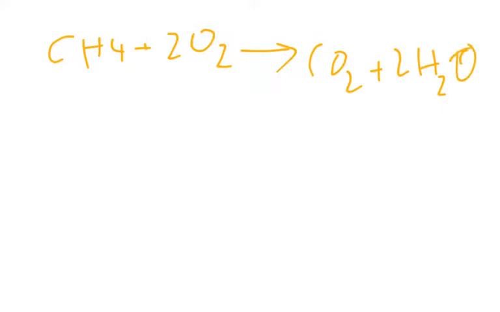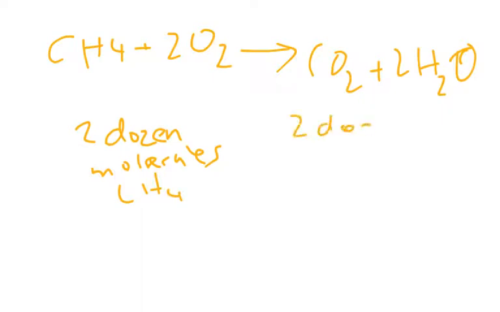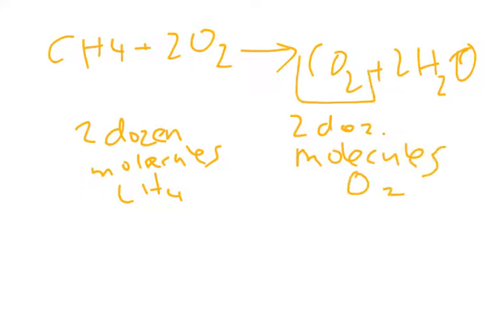How about let's do it in terms of dozens? So let's just say I had 2 dozen molecules of CH4 and 2 dozen, I'm going to abbreviate it, molecules of O2. How much CO2 would be produced, and what would be your limiting reactant? Well, let's figure that out.